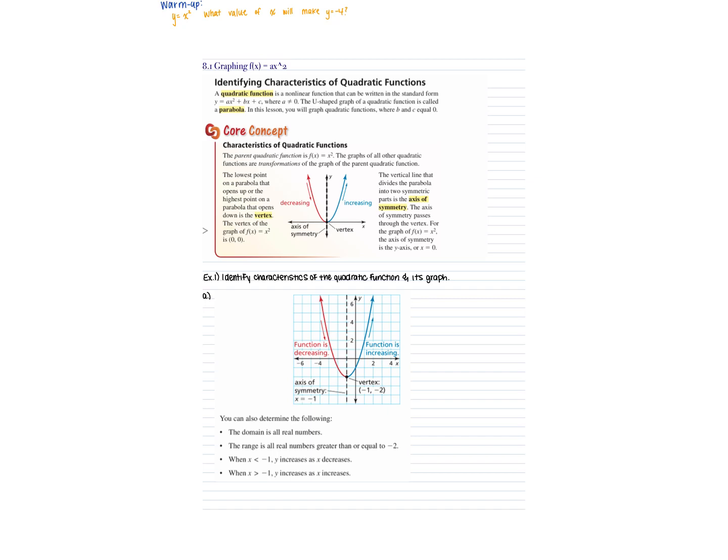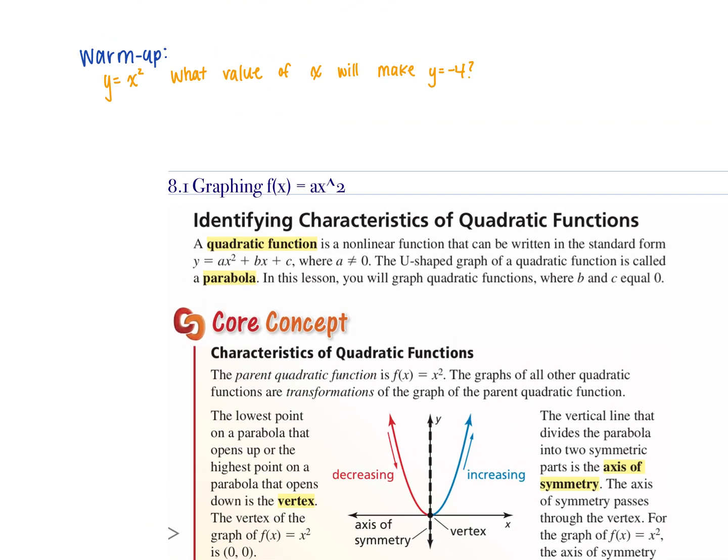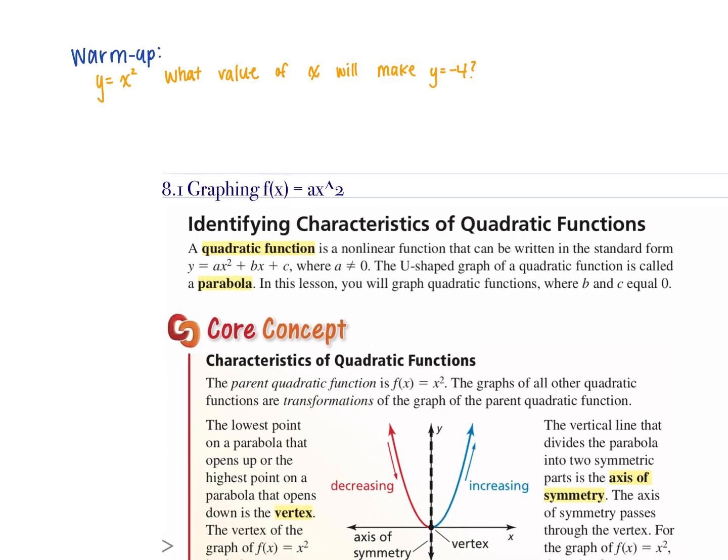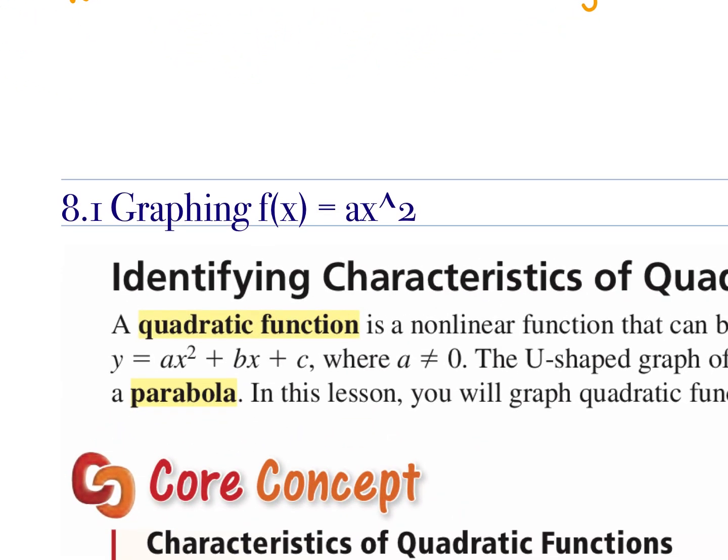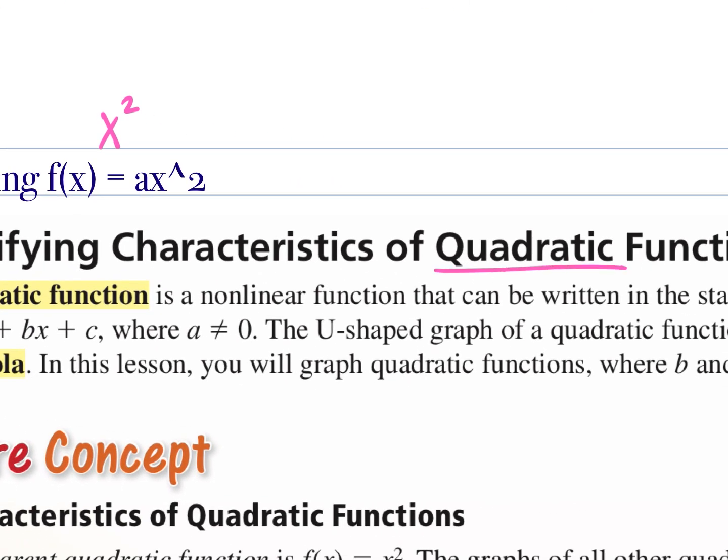Right, we are moving on to chapter 8. In chapter 8, we still talk about our x squared terms. So we're going to have x squared. These are called quadratic functions. In chapter 7, we were factoring them. In chapter 8, we're going to be graphing our quadratic functions.